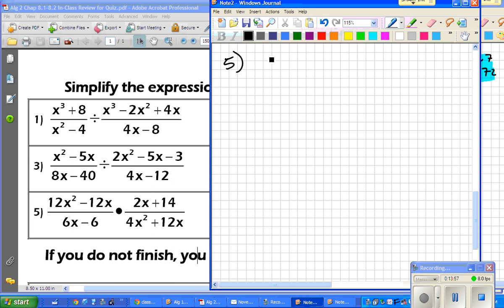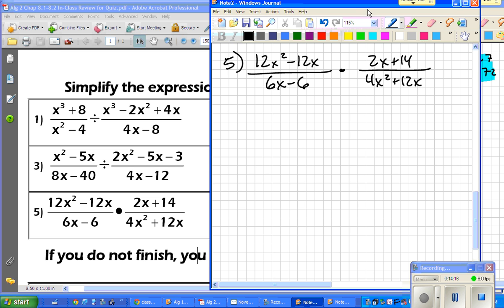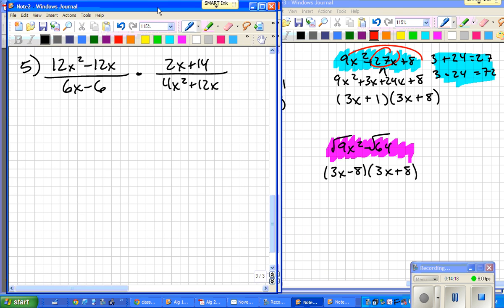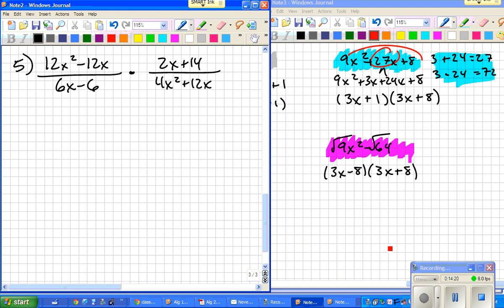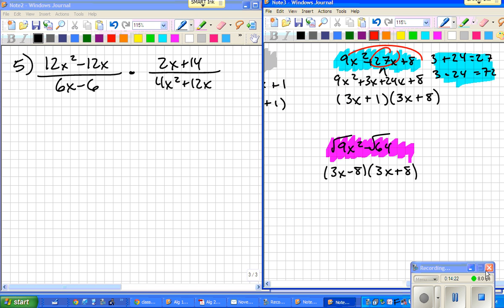Number 5. Number 5 is 12x squared minus 12x over 6x minus 6, times 4x squared plus 12x. Okay, that's multiplication, so we are not going to be flipping anything. Go ahead and pause the video, and you guys, once again, are all on your own. Good luck.